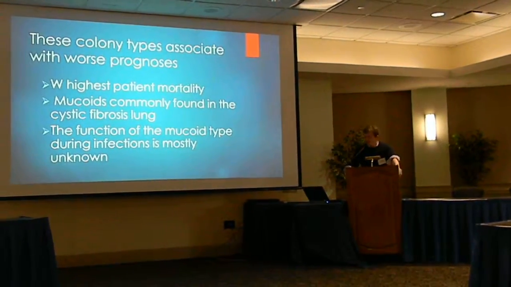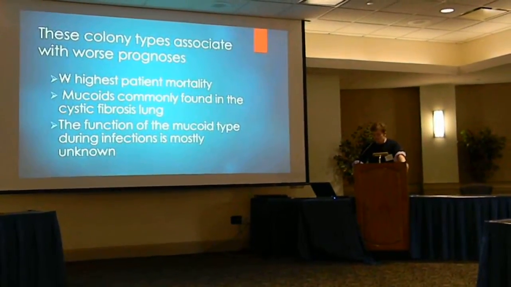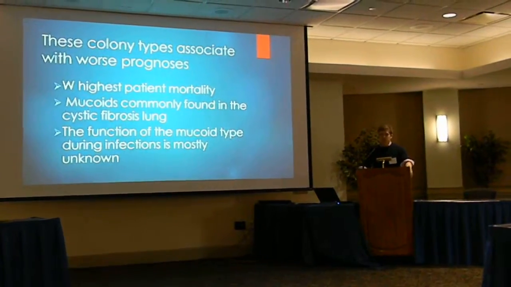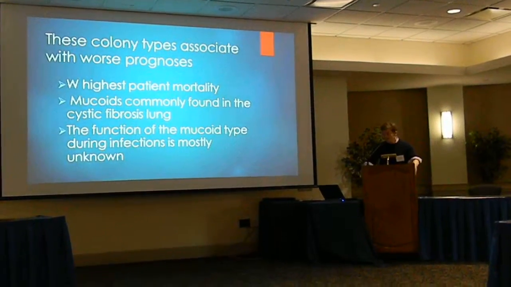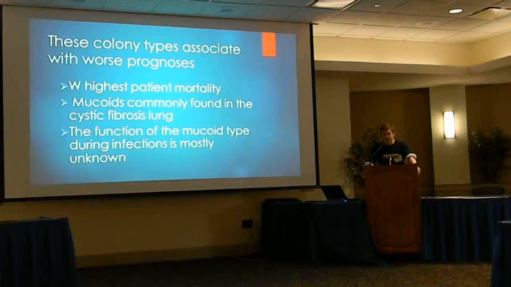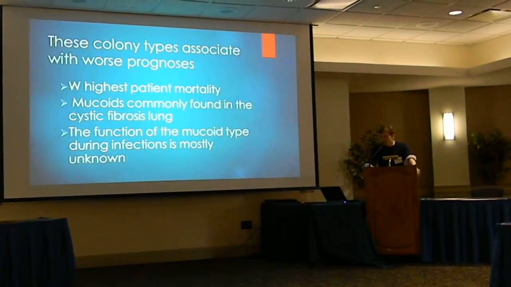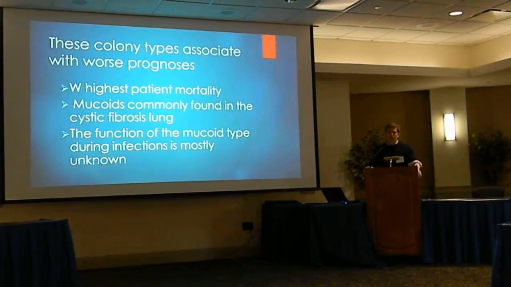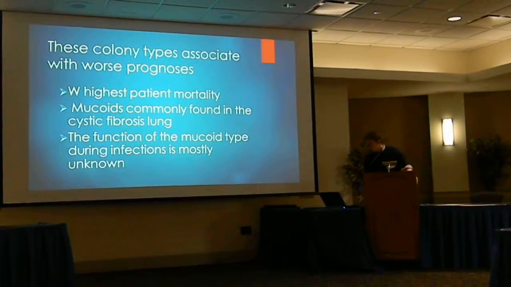A little more background on wrinkly as well as the mucoid type. Wrinkly is associated with the highest level of patient mortality, and mucoids are commonly found near wrinkly in the lung, but little is known about them and their possible deleterious effects.